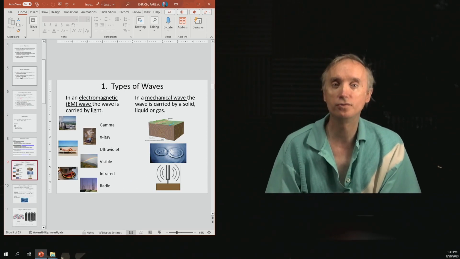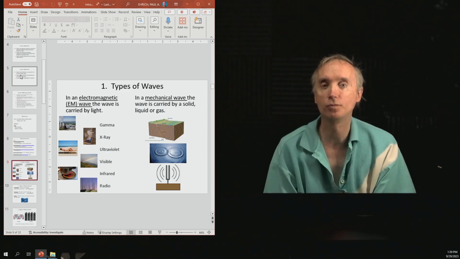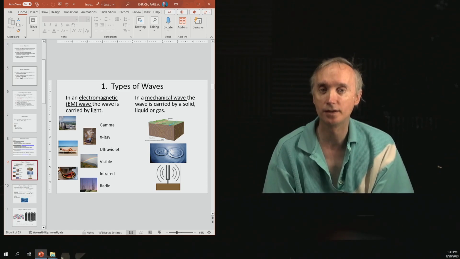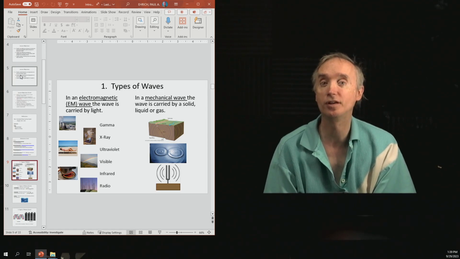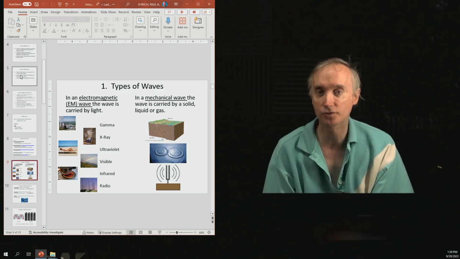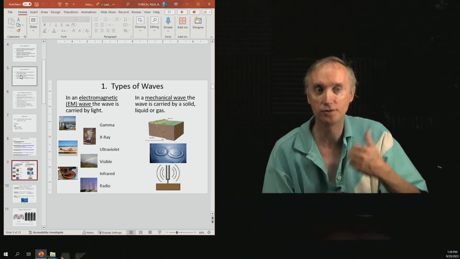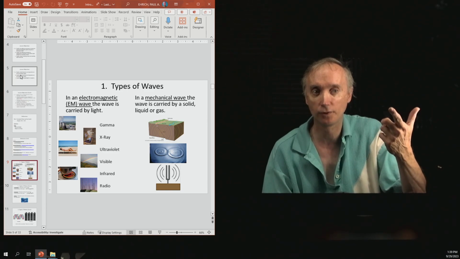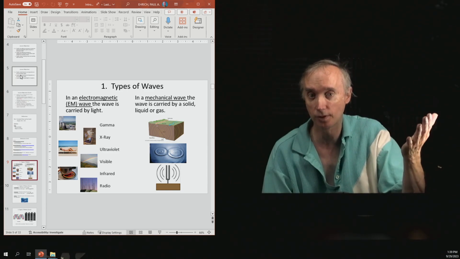So you ought to know the two types of waves. Know the difference between an electromagnetic wave and what a mechanical wave is. And you ought to be able to give me examples. So give me at least 2 or 3 examples of electromagnetic waves. So you could say radio, infrared, visible light, ultraviolet, X-rays, and gamma rays.